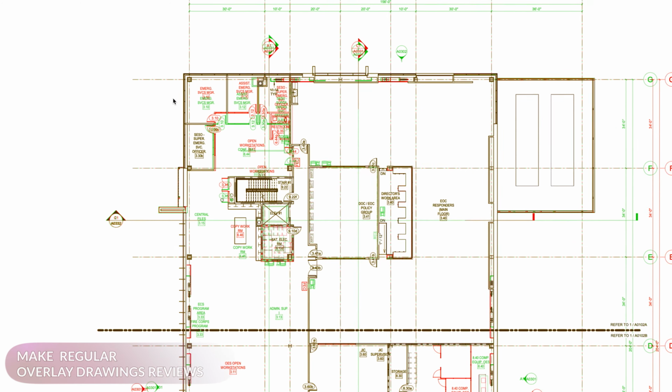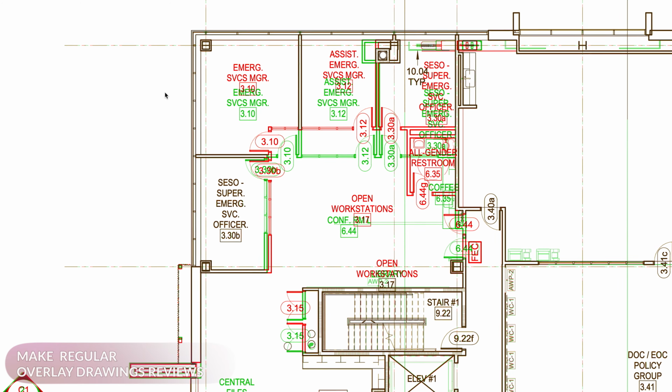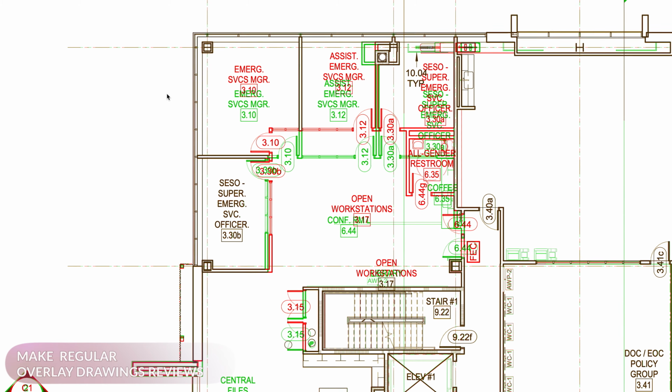Whether it's a new addition or a modification to an existing structure, overlaying makes it clear what has changed between versions, helping collaborators and trades make quicker decisions. Any missing or incorrect information becomes easier to spot and fix.